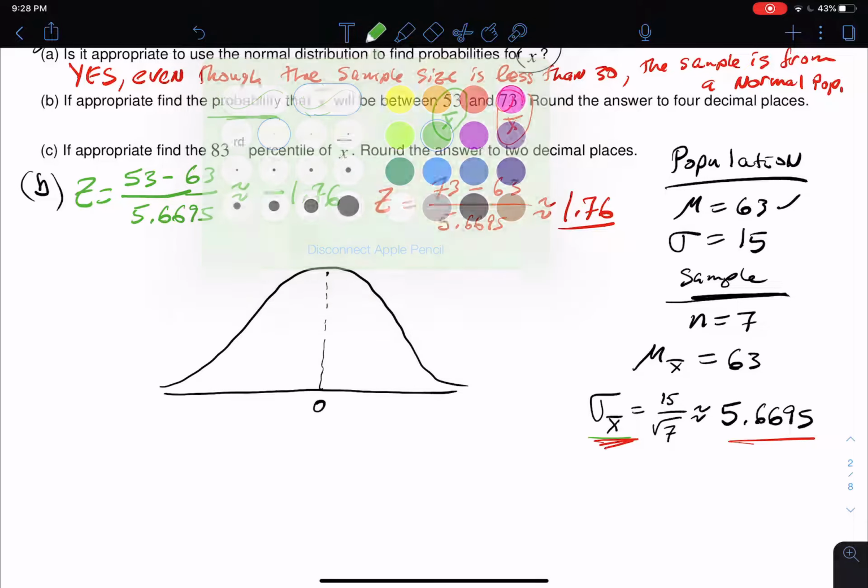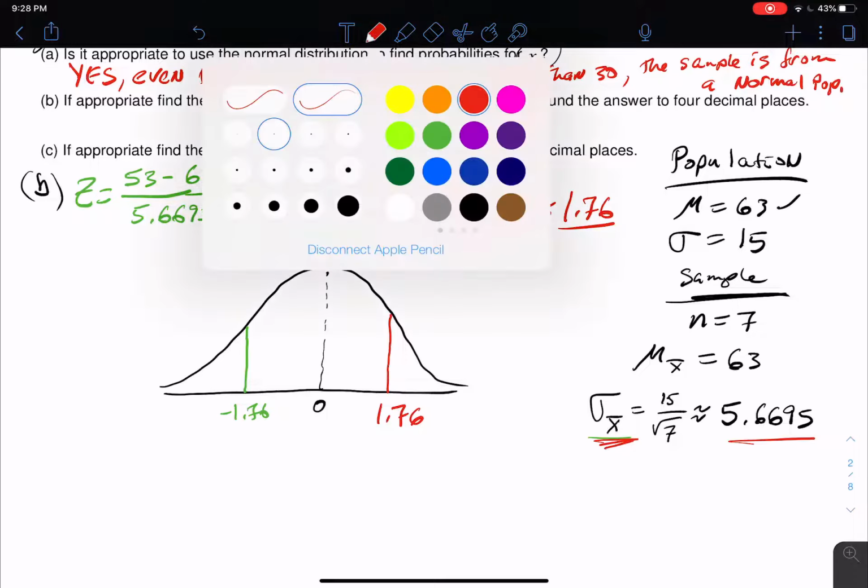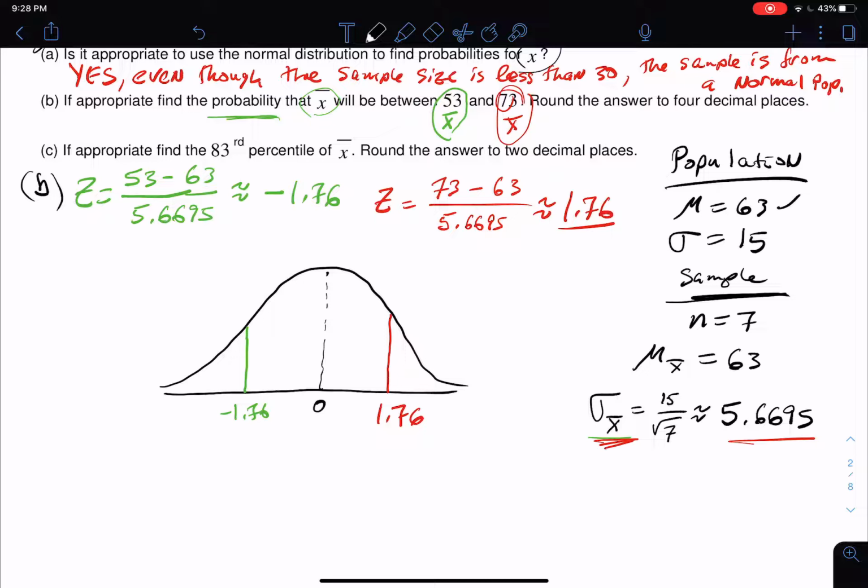We've got this negative 1.76. We've got this positive 1.76. And they're looking for us to find the probability that will be between those two values. So really between these two values, you're talking about that.